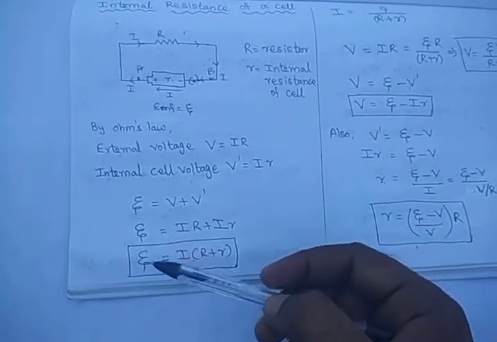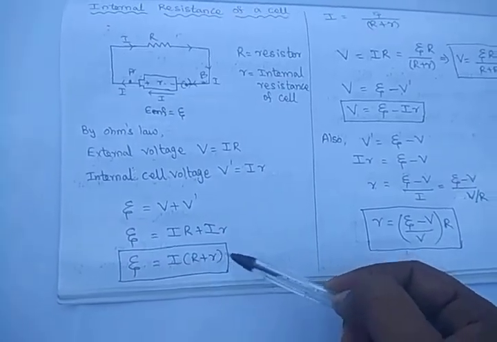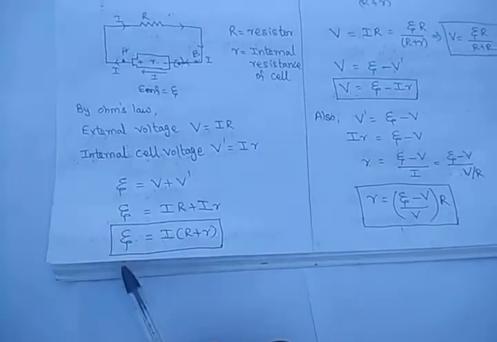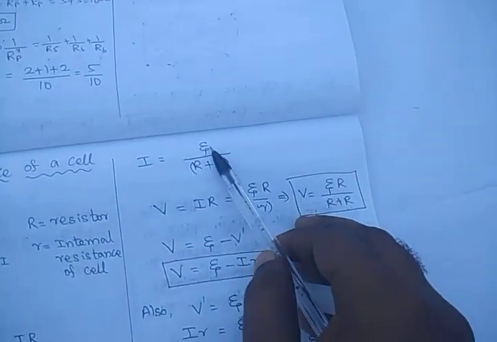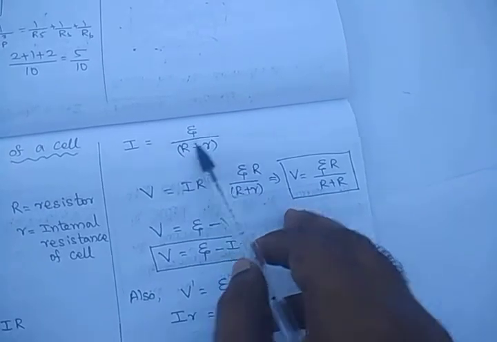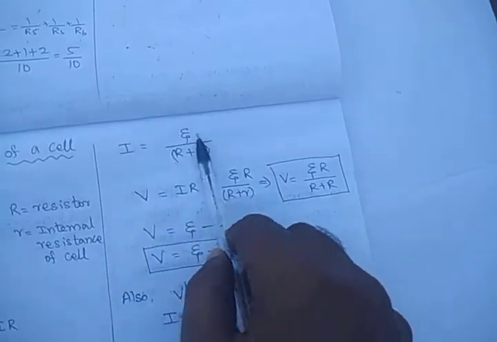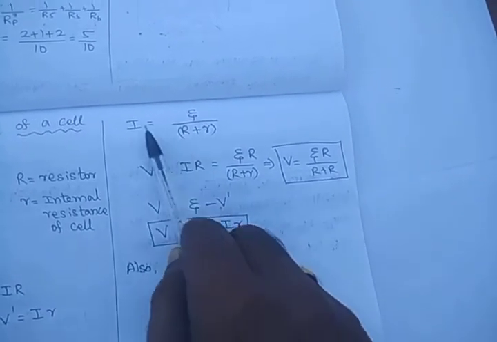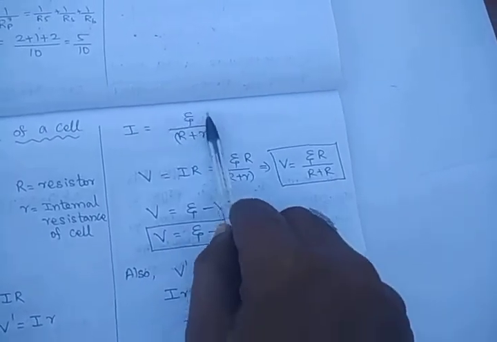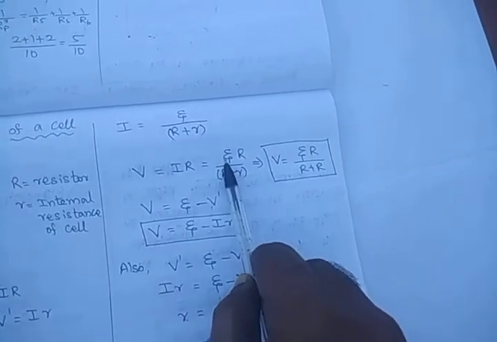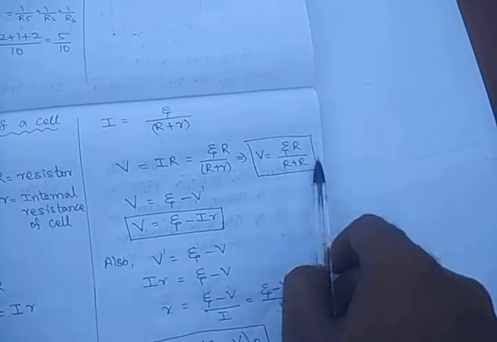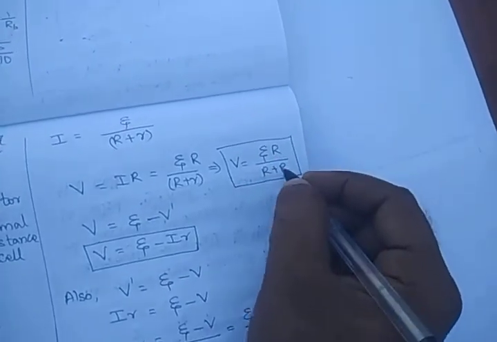Yes, we come to this question. So EMF is equal to I into (R plus r). If you bring R plus r to the denominator, EMF divided by (R plus r) gives I, so I is equal to E by (R plus r). Even V is equal to IR, so I will multiply by R here. So we get ER by (R plus r). This is the external voltage we can calculate. Sorry, this is a small r.